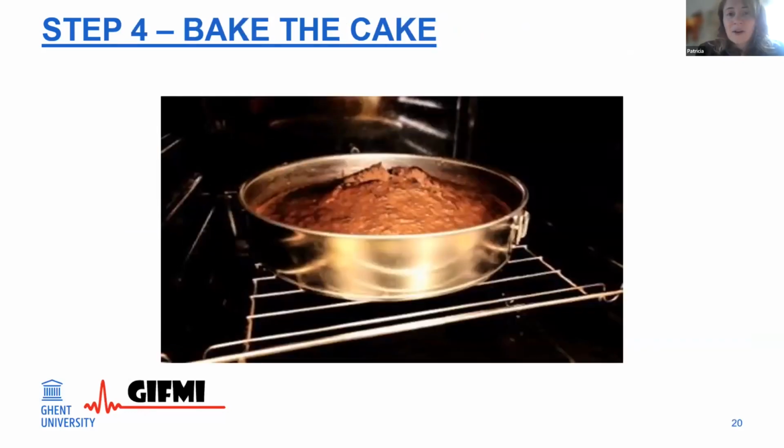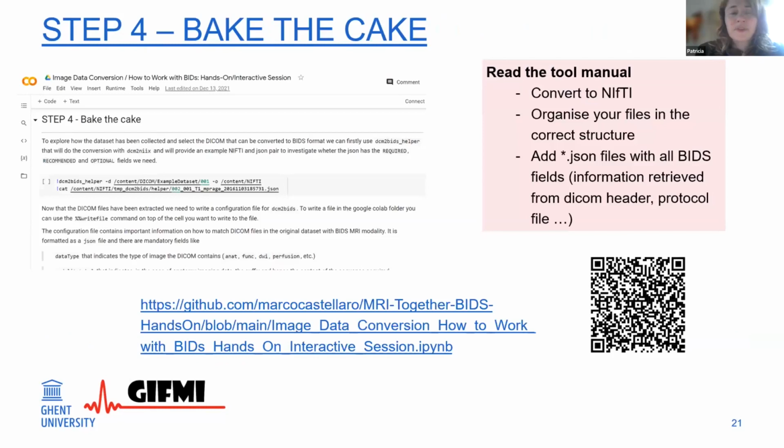Okay, and then we have to bake our cake. So we have our ingredients, we put them in our baking tools, like, as I said, the BIDS coin, and that tool will start doing the conversion. Of course, I would advise to first read the manual of the tool because often it's not as easy as just input and then you have an output. But if everything goes well, the tool will convert your data set into NIfTI. It will also organize your files in the correct BIDS structure, and it will add the JSON files with all the data parameters from the DICOM header for all imaging files that you have included.